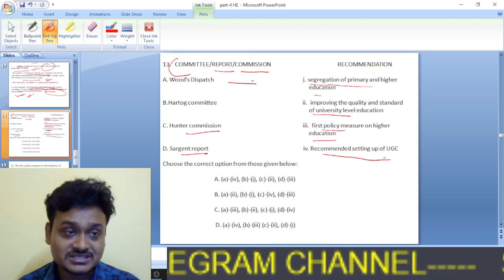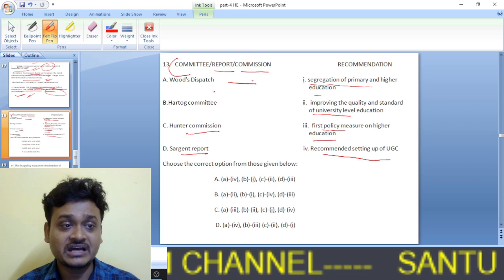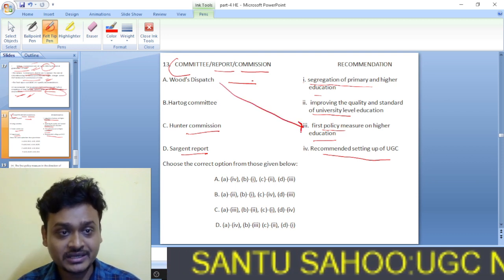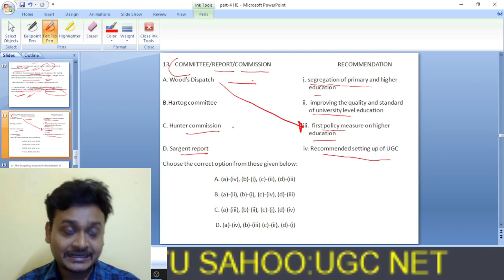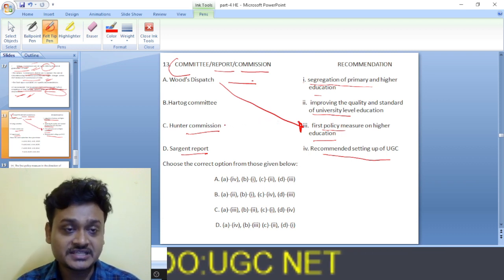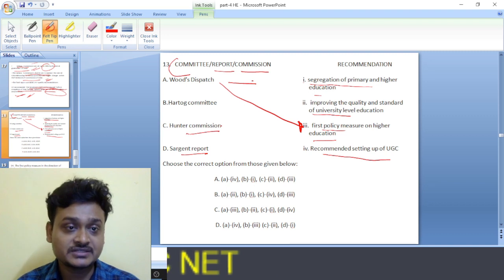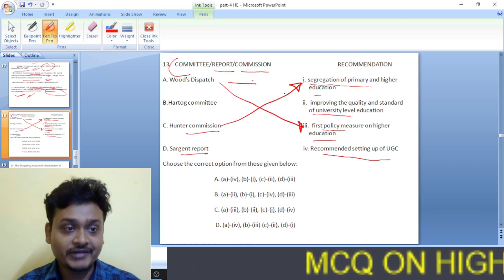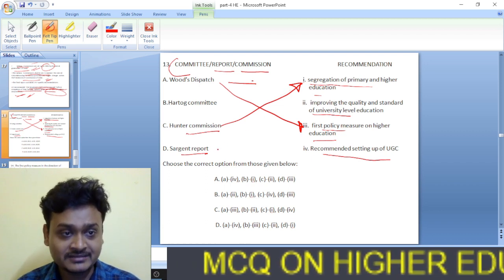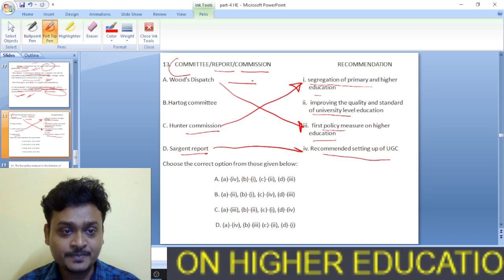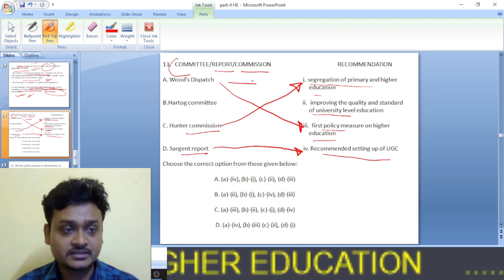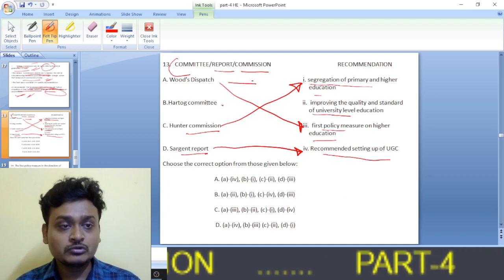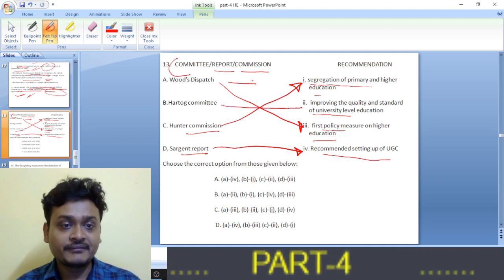So here, Woods Dispatch is the first policy measure on higher education, and Woods Dispatch came in 1854. This is the Magna Carta, so A is 3, whereas Hunter Commission is about the segregation of primary and higher education. So Hunter Commission is A, segregation of primary and higher education, whereas Sargent Report has recommended the setting up of UGC. And Hartog Committee is about improving the quality and standard of university level education.